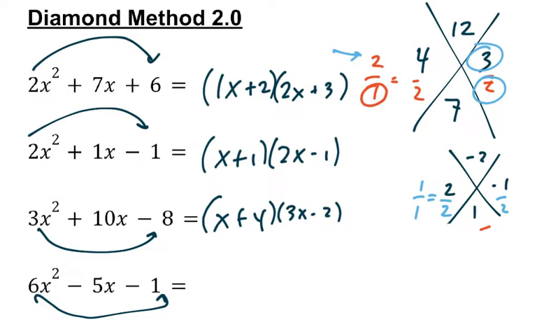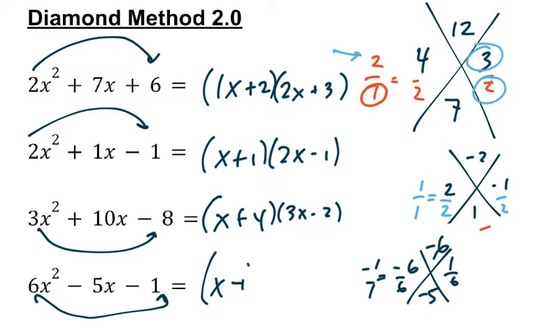So I'm going to have 6 times negative 1, negative 6, and then it has to add to negative 5. Think about those numbers. Let's just try negative 6 and positive 1. Divide both sides by 6 and simplify those fractions. So we get x minus 1 and then 6x plus 1.